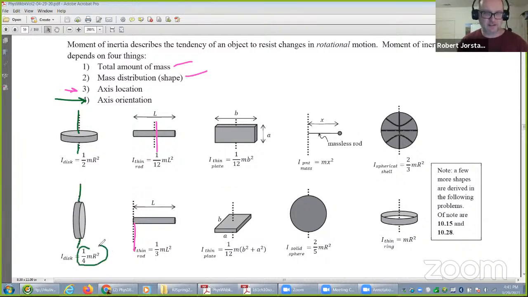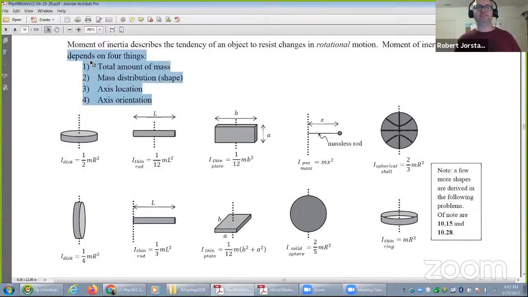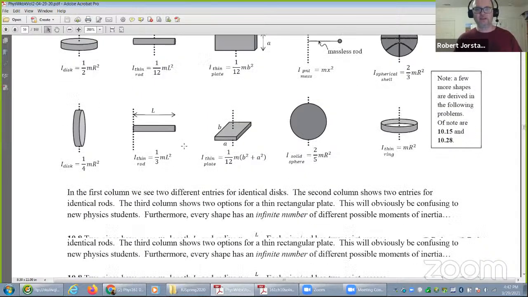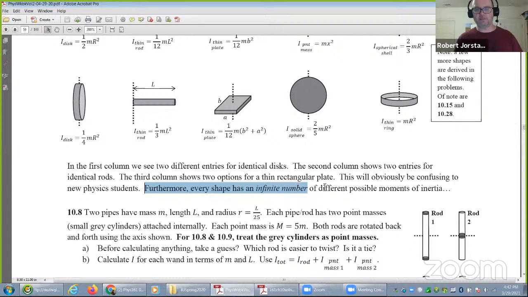Notice that causes a difference in the numerical factors, all of these different things. Again, here's one perpendicular to the plane of a plate versus along this axis, which would be different than if it was along this axis. So the way you choose your axis and your axis location and orientation will affect what numbers and letters you need to plug in so that you pass this class. That's what you really care about, probably. But if you're a mechanical engineer, obviously this is a huge deal for you. All right. Now, where this gets tricky is every shape has an infinite number of different possible moments of inertia. This will obviously be confusing.